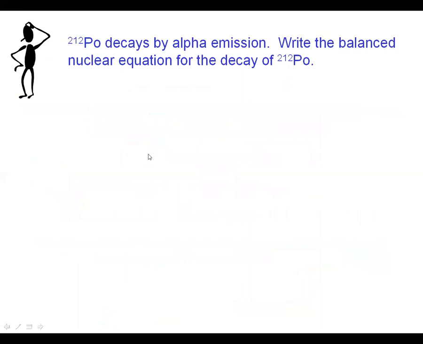So why don't you take a second here and write the balanced nuclear equation for this one. That is Po-212. It decays through alpha emission. So write the completed balanced equation. Take a minute or so and we'll talk about it. And then we'll probably be done for lecture here.